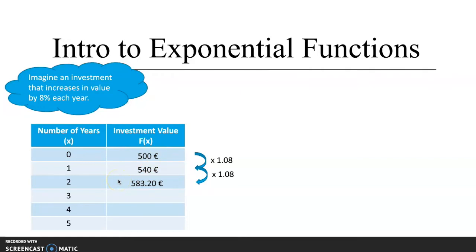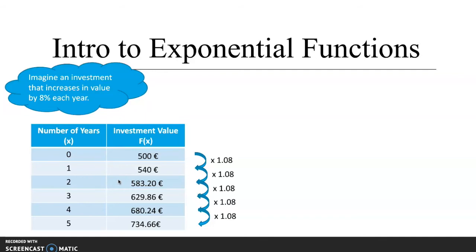And this continues on, which is really the exciting thing about exponential functions. So to find the third year, we multiply by 1.08 again, and we get 629 euros and 86 cents. This is rounded. It's not exactly that amount, but it's rounded to the nearest cent. And for the fourth year, we would get 680 euros and 24 cents. For the fifth year, we would get 734 euros and 66 cents.